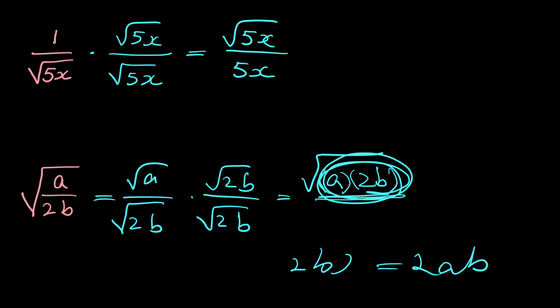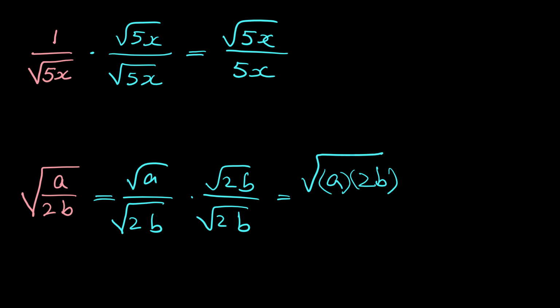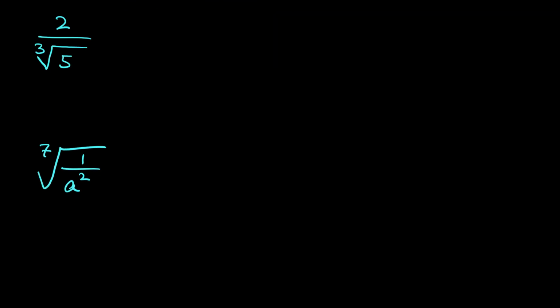So when we multiply numerator by numerator, we have radical 2ab all over radical 2b times radical 2b, which is 2b. The radical cancels. Now look at these examples. 2 over cube root of 5.